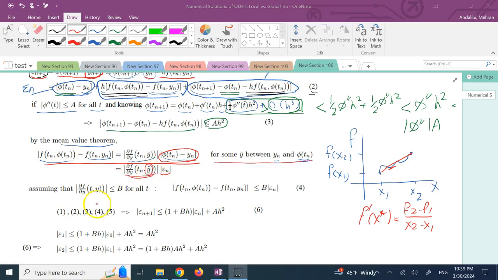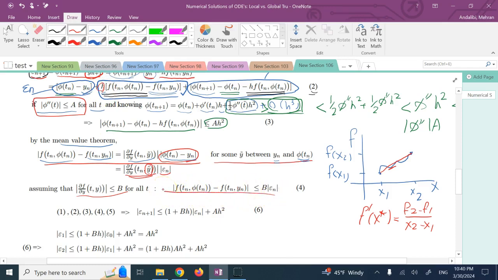derivative of the function. And here we take another derivative, of f with respect to y, and we assume that the magnitude of f with respect to y at all points is less than or equal to b. So that's our second assumption. Remember, our first assumption was about the second derivative of the exact solution. Here we are talking about the derivative of the right hand side function with respect to the solution, first derivative less than b. Then we can say that the second term here is what? Except for the h of it, it's less than or equal to b times epsilon n.